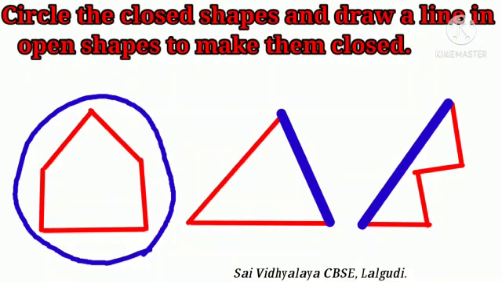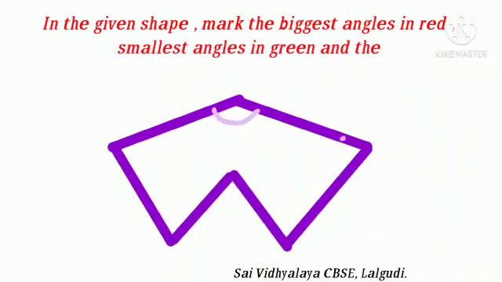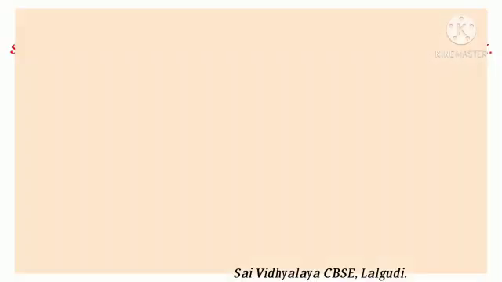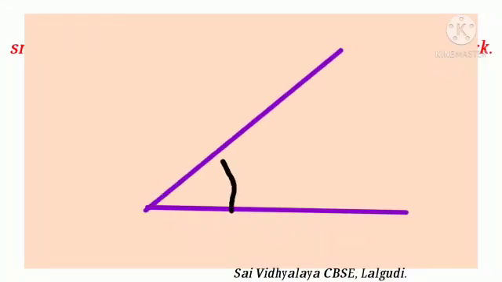Let's move on to the second question. In the given shape, mark the biggest angles in red, smallest angles in green, and the rest of the angles in black. Already we know that the angles are formed when two lines meet at the common point. The size of the angle depends on the distance between the two lines.